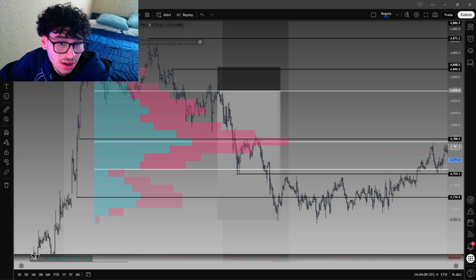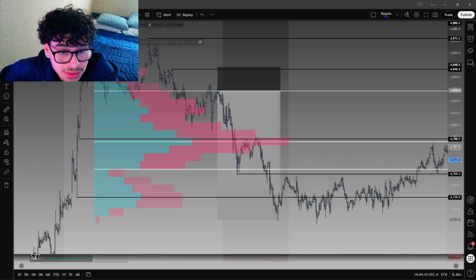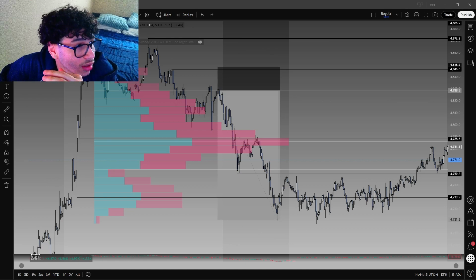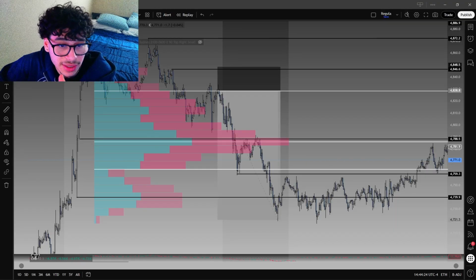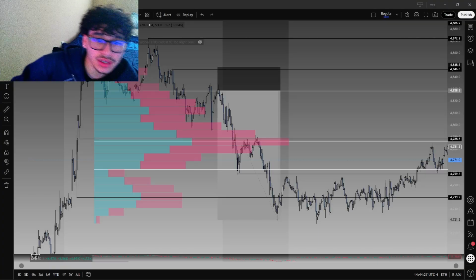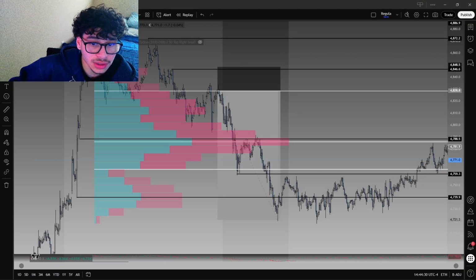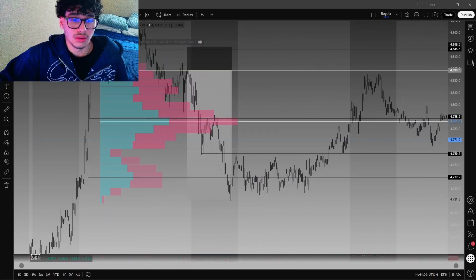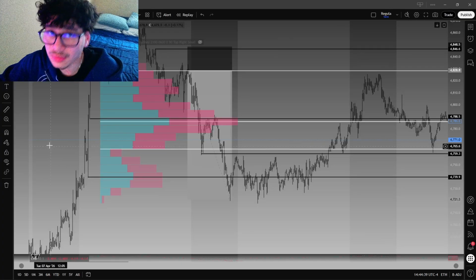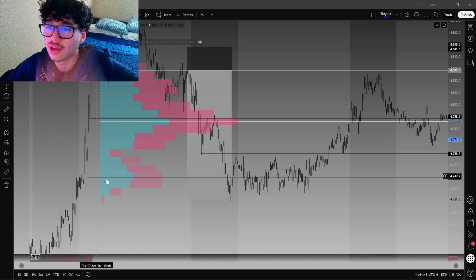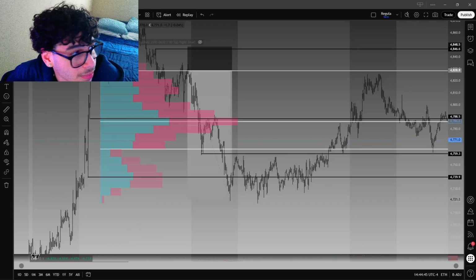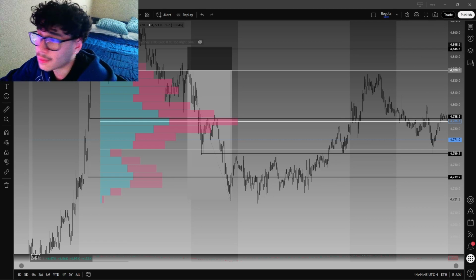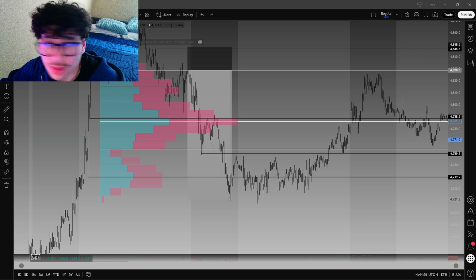Now this is important because not every move returns. If price breaks outside of value and stays there, that's acceptance. That means new value is being created, which could be a new support and resistance level. So now, holding above value area high, look for longs. Holding below value area low, look for shorts. You're trading with momentum now. Using volume profile, you're trading with momentum, which is a big part of the order flow concept I teach in the Discord.